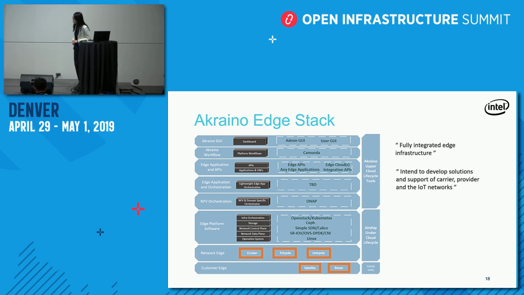You can see from the architecture, it has almost every layer that you need for an edge solution. It has the part for the edge platform software, the part for NFV orchestration, edge applications and orchestration, as well as these APIs and GUI interfaces. I also put some examples here in the white box, like the projects that can be used in this layer.